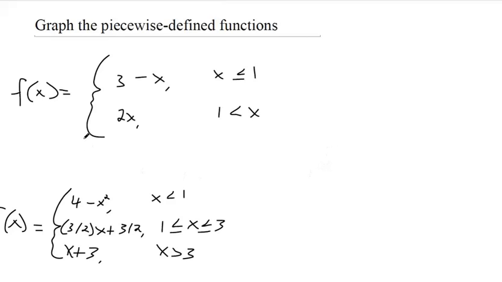So we're asked to graph these piecewise defined functions. So we'll do this one up here first. Look, the first part is telling you how the function behaves. So this is like y equals 3 minus x. Look, x is to the first power, so that means this is going to make a straight line, okay? But the straight line only exists when x is less than or equal to 1.